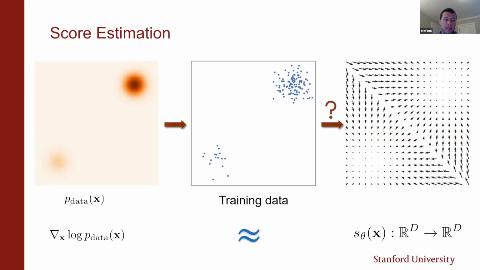And of course, the challenge is that we don't know P data. We don't know the gradient with respect to x of log P data. The only thing we have is the usual learning setting, where the only thing we have access to is this thing in the middle, a bunch of samples. That's the only information that we have about P data. And we need to figure out how to use the samples to come up with this model for the underlying vector field of gradients.